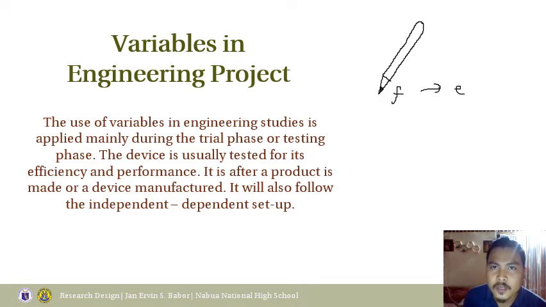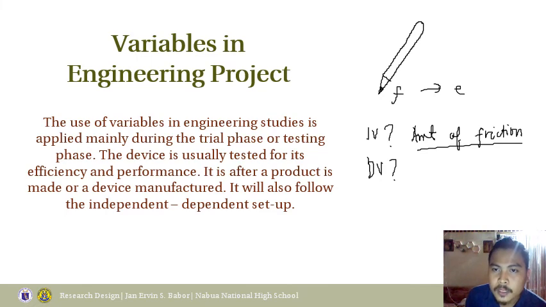Now, how will you determine the variables of your experiment? So it is said that you can identify the variables only during the trial phase or testing phase. So what's the IV and what's the dependent variable? So the IV or the independent variable may be the amount of friction, and what is the dependent variable? The amount of electricity produced.